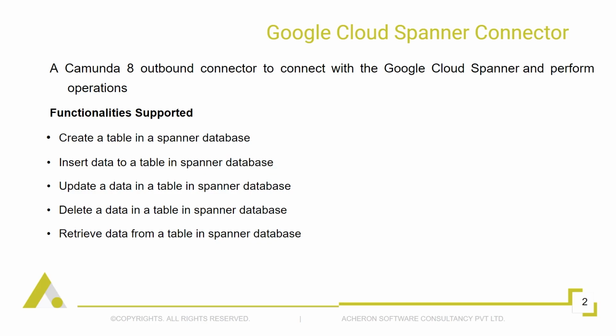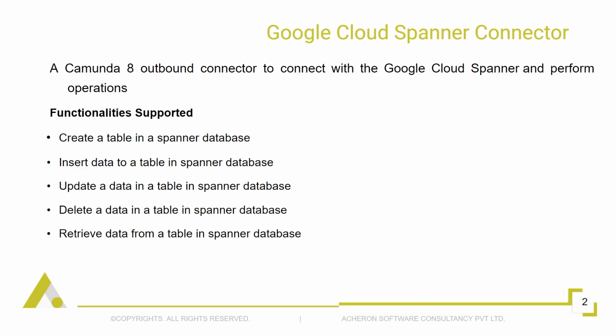Google Cloud Spanner connector is an outbound connector to connect with Google Cloud Spanner database and perform operations. These are the functionalities provided by this connector. With this connector, we can create a table, insert data to a table, update data in a table, delete data in a table, and retrieve data from a table in a Spanner database.